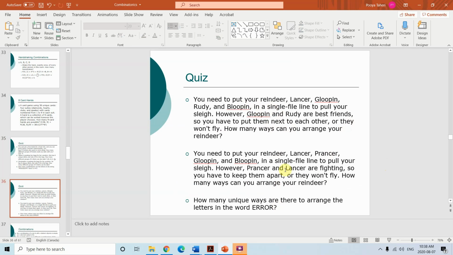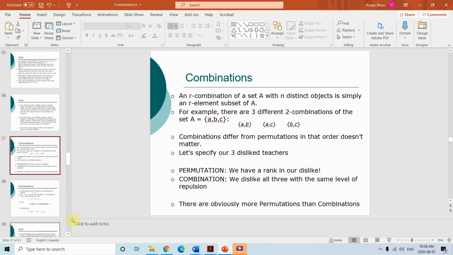Some other examples are given here, so please go through them and find the answer. It's very similar to the previous examples. I'm not going to solve all of them.